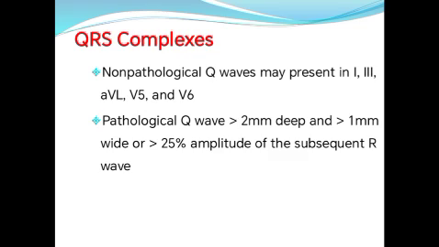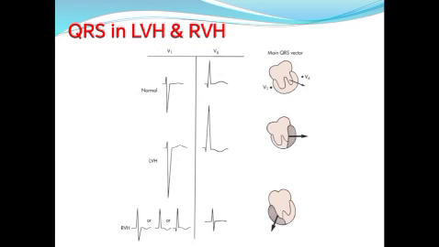Otherwise, we have non-pathological Q waves in leads 1 and 3, aVL, V5 and V6, which are small: less than 2 mm deep and less than 1 mm wide, or less than 25% of the amplitude of the subsequent R wave.